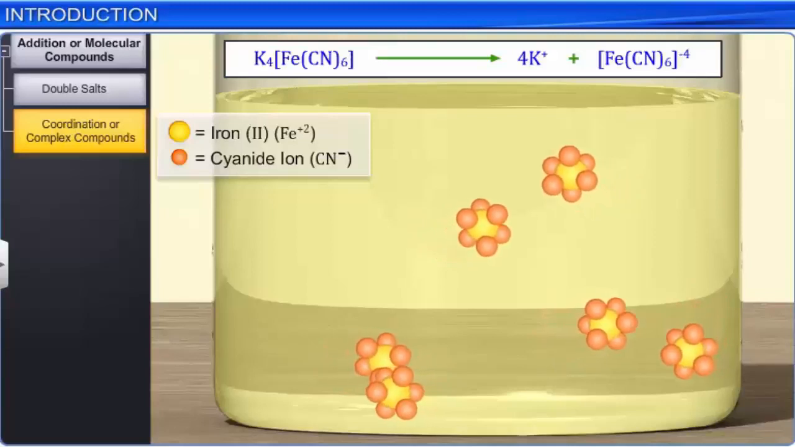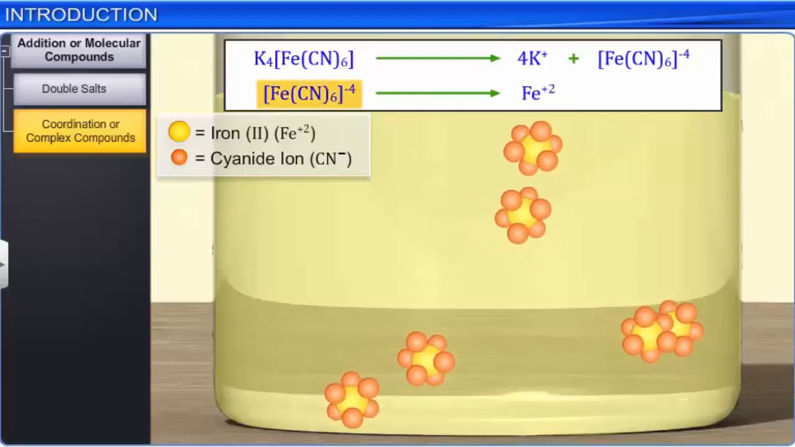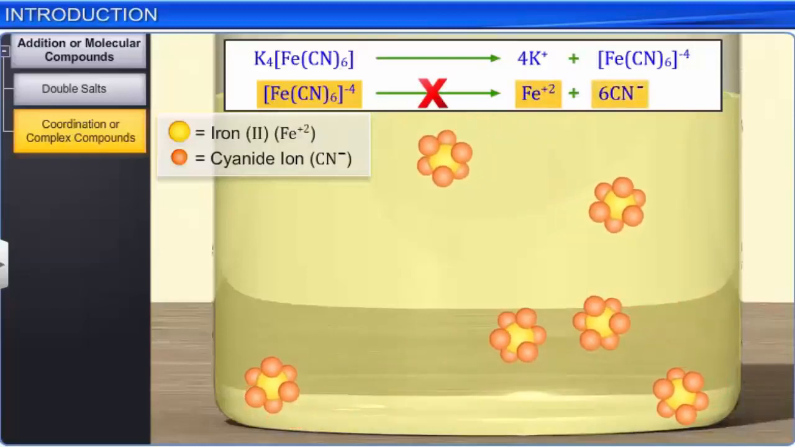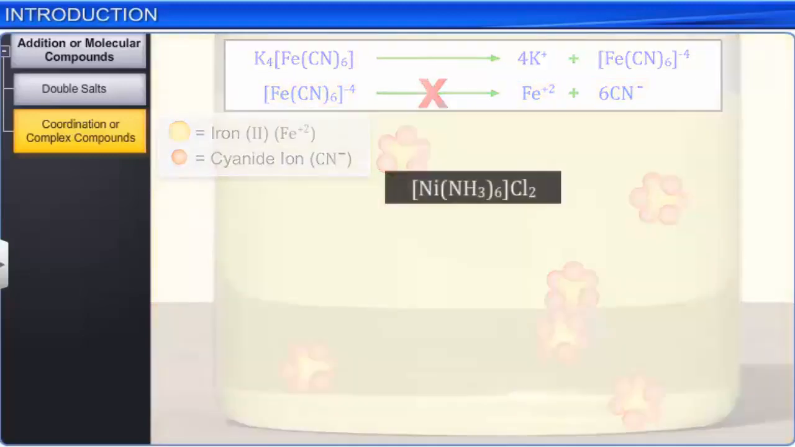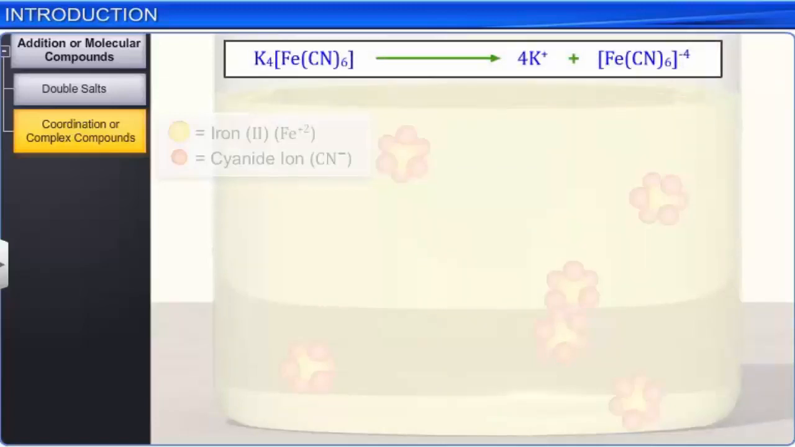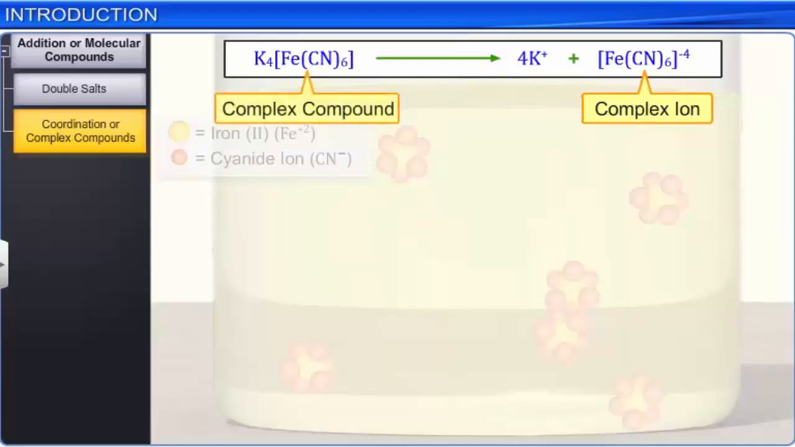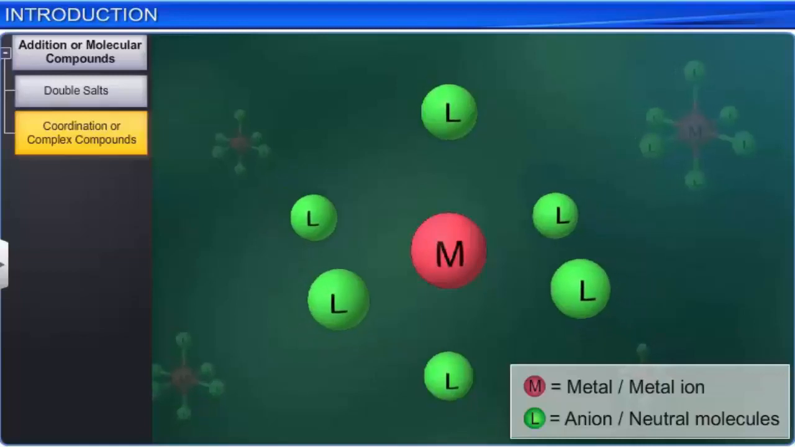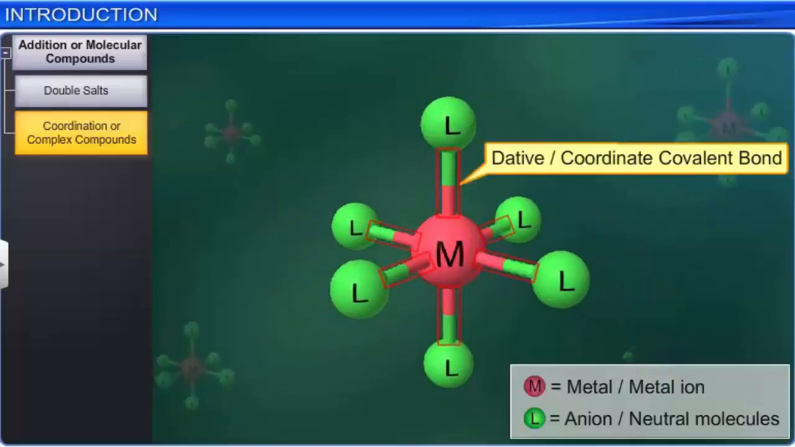Other familiar examples for nickel, copper, and silver are shown here. Actually, these ions are present in the form of a new ion called a complex ion. Compounds that have complex ions are called complex compounds, as the central metal ion in the complex ion forms dative or coordinate covalent bonds with the species surrounding it.